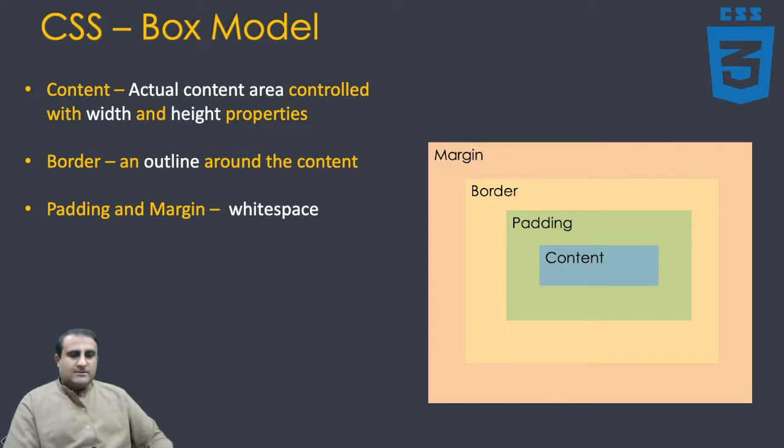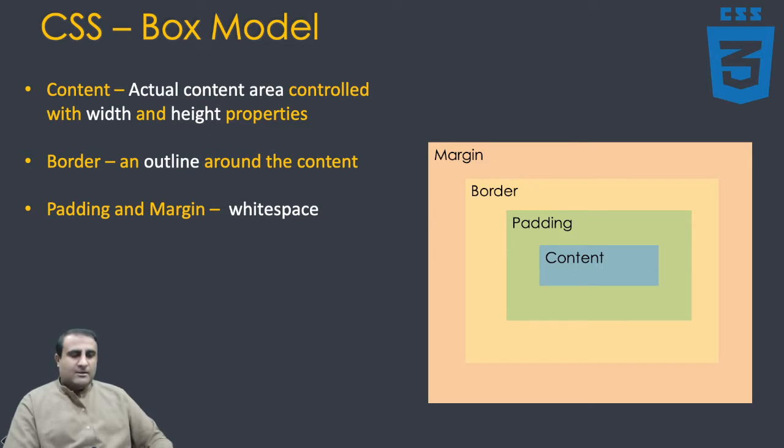Actually in CSS, every HTML element is treated as a box, and of course every element has four boxes. In the inner box at the core we have the content itself, the actual content area, represented here with the blue box. This box is surrounded with a white space that is called padding. So around the content area we have the space that is called padding, the padding box.